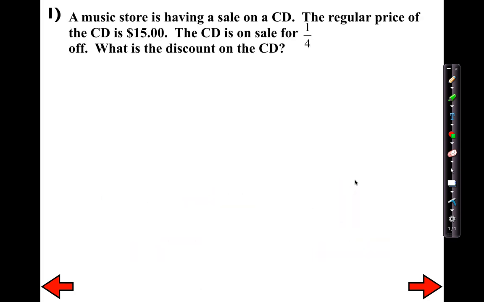Number 1, a music store is having a sale on a CD. The regular price of the CD is $15. The CD is on sale for 1/4 off. What is the discount? So here again, you have to be very careful. They're only interested in figuring out the discount.